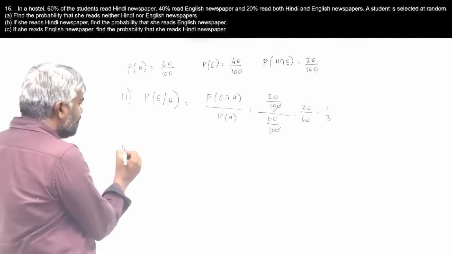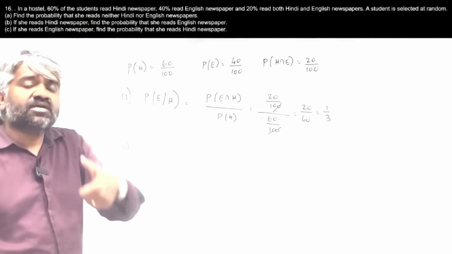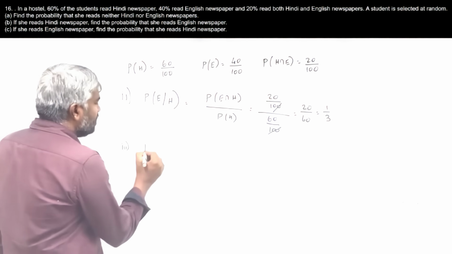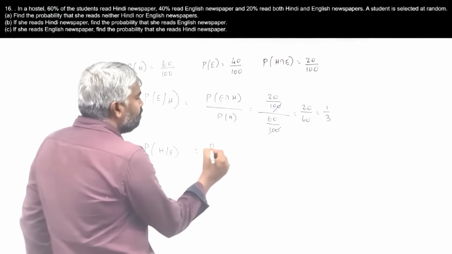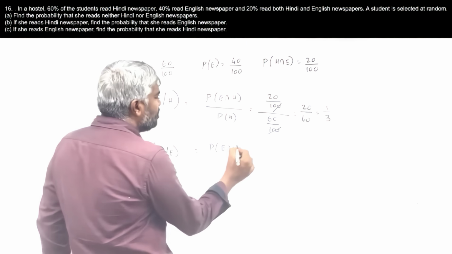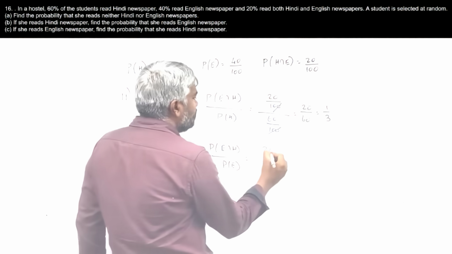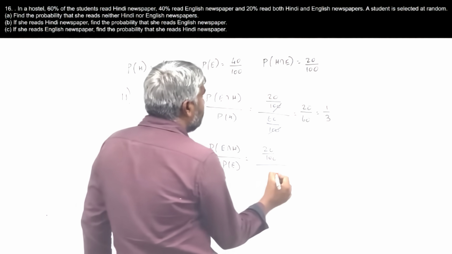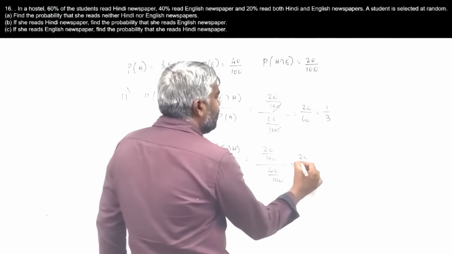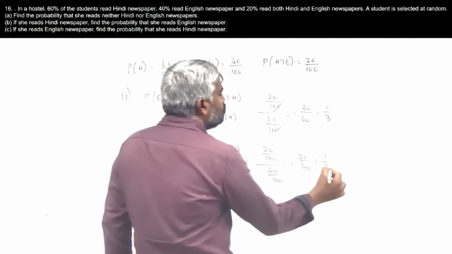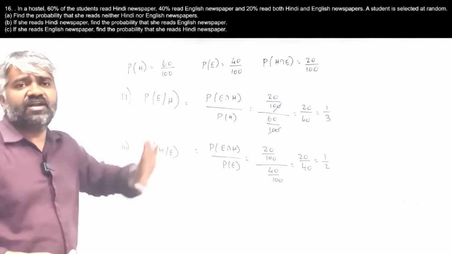The third subdivision is, if she reads English newspaper, what is the probability that she reads Hindi newspaper also? The condition over here is definitely she is reading English newspaper. So P of E intersection H by P of E. Intersection is 20 by 100, divided by E, which is 40 by 100. You will get 20 by 40, which is 1 by 2. This is the probability required from the given data, right?